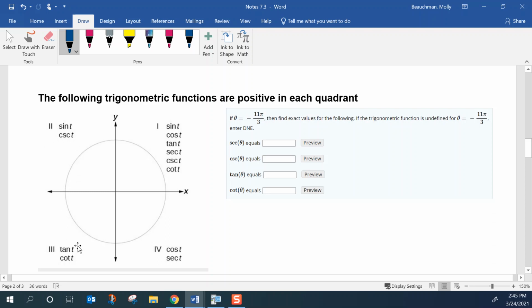In the third quadrant, the tangent and the cotangent are positive. The other 4 functions are negative. And in the fourth quadrant, the cosine and the secant are positive. The other trig functions are negative.